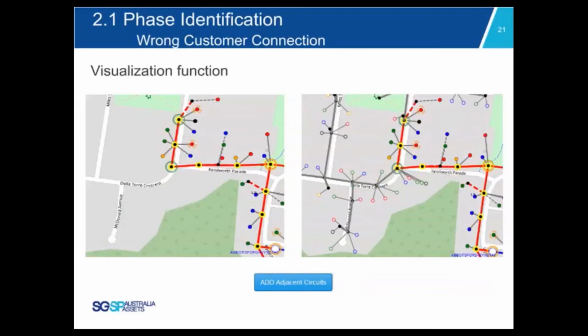A very useful customized function in the visualization is added. Once the user clicks the Add Adjacent Circuit button, all the neighboring circuits' connectivities with customer phase information will be displayed.